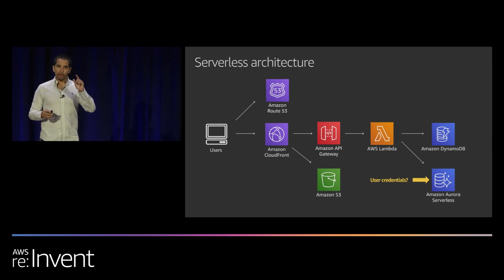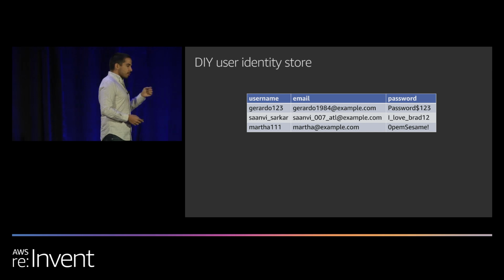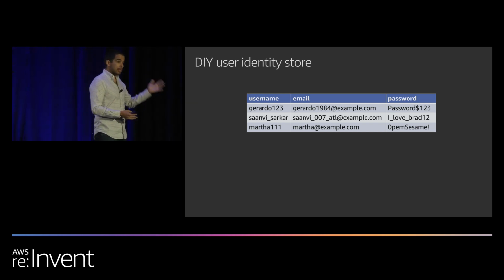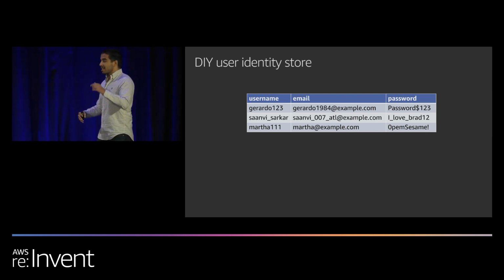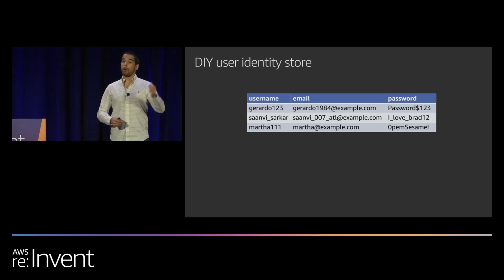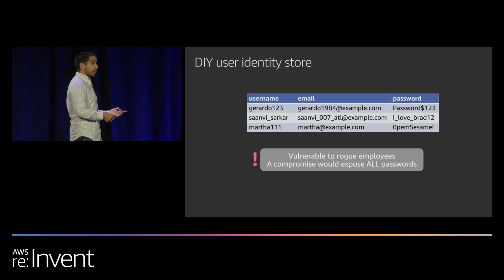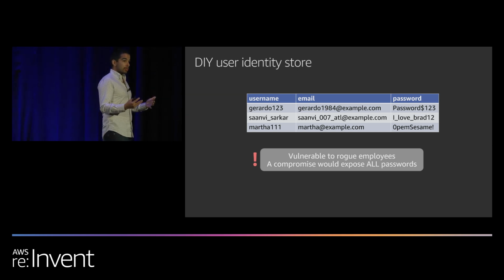So let's recap on the perils of storing your own credentials. Because even if you store the credentials in an encrypted at-rest database like Amazon DynamoDB or like Aurora Serverless, both of which are encrypted by default at rest, you're still storing the credentials in plain text, which means anyone with rightful access to the database can access all of the user's credentials. And that could be bad. It could be a rogue employee could access all the credentials from your users, and that's not good to maintain that trust with your users.